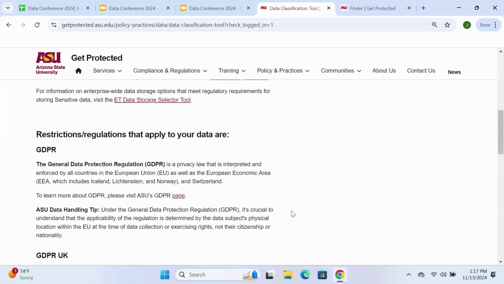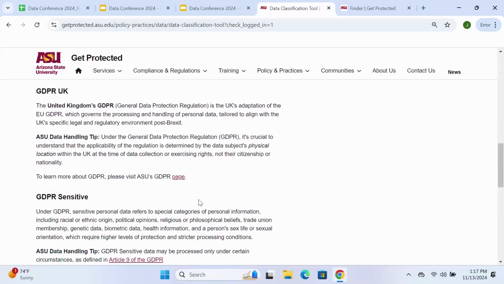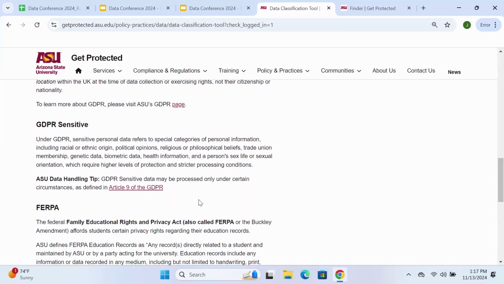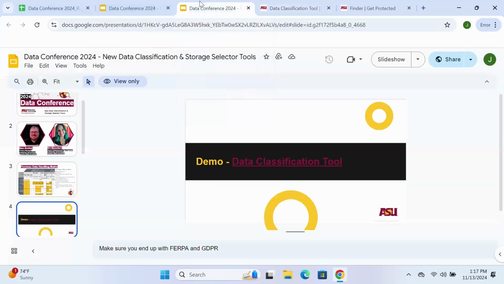Since I selected the European Union, GDPR shows up, and it has a link to ASU's GDPR page for more information. Since I selected the UK, GDPR UK shows up. Since I selected sensitive information, GDPR sensitive, and finally FERPA. And again, links to our FERPA page, etc. So that is the data classification tool.